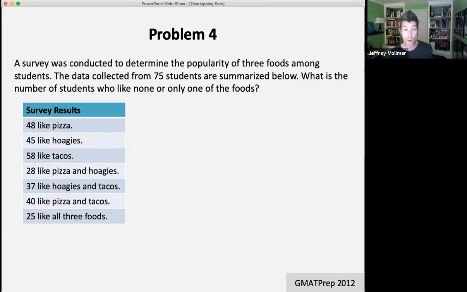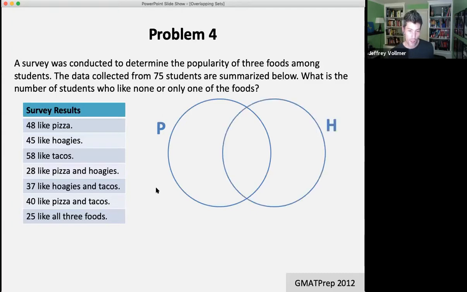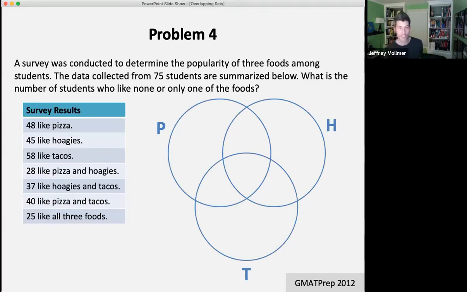And what you don't want to do is create a triple set matrix, because that triple set matrix has to be 3-dimensional, and those are really hard to draw. So what I would do is create these overlapping circles: a circle for pizza folk, a circle for the people who like hoagies, and a circle for the people who like tacos. And then I would work from the inside out, if you can. You cannot always do this, but you should check to see if you can. All right.